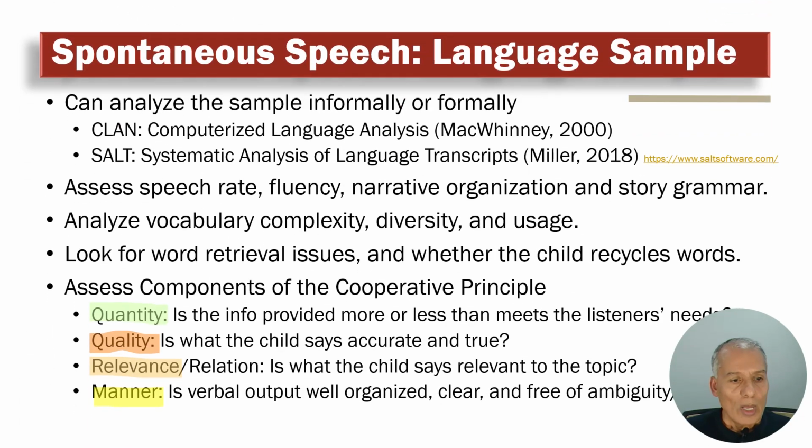Okay, so now we can analyze the sample formally or informally. Frankly, informally is going to be as good as the other way, especially for this age. So you want to look at the speech rate, how fast. Look at fluency. That is part of the general observation of speech fluency. That could mean decreased vocabulary, could mean difficulty with attention, whatever. But look for these: narrative organization and story grammar.